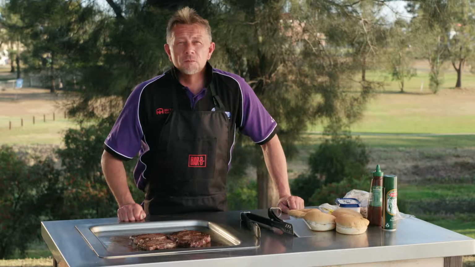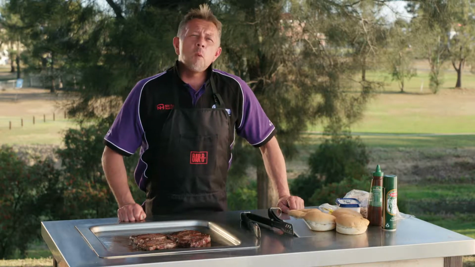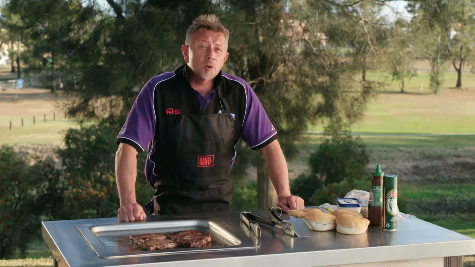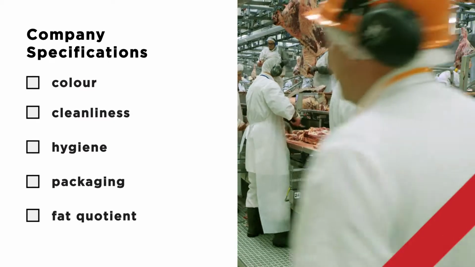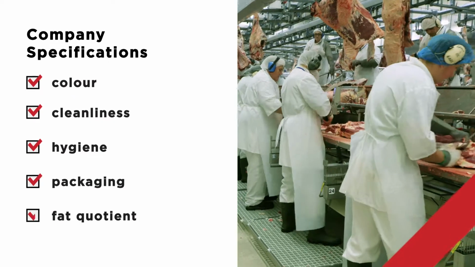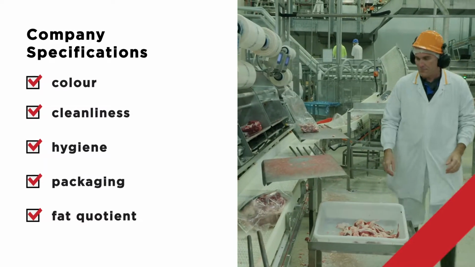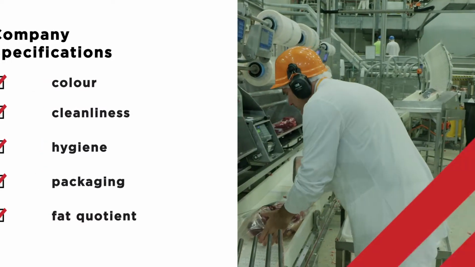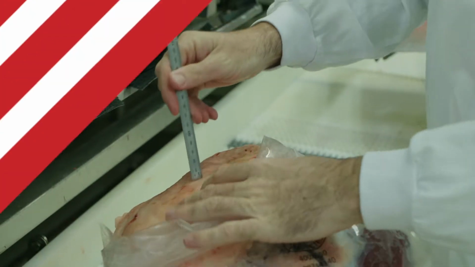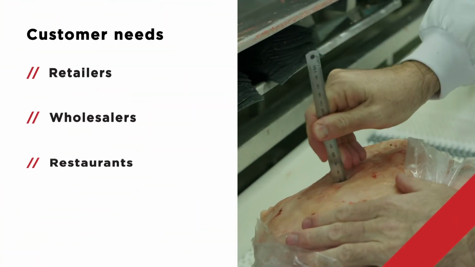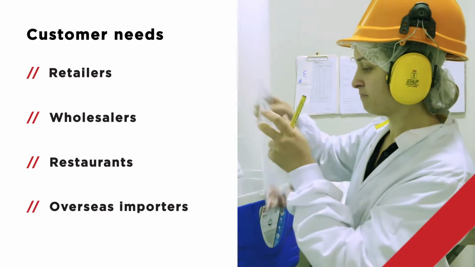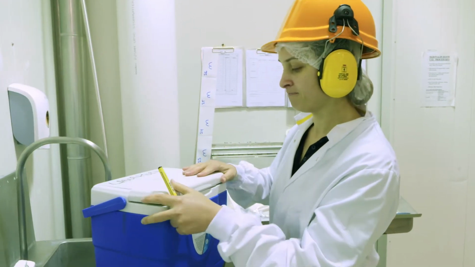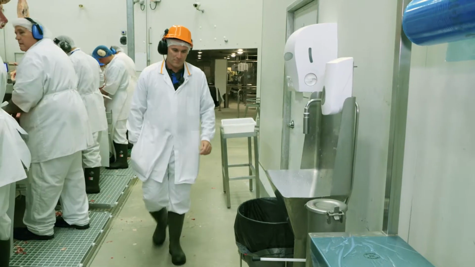Keeping customers happy is vitally important. If they just have one bad experience with a product, they can stop buying from us and they'll get it from somewhere else. Companies use specifications to make sure their products are consistent and of a high quality. In meat processing, products are measured and tested to make sure they're up to the quality standards. Customers can be retailers, wholesalers, restaurants or overseas importers. All customers need their meat products to be produced in a way that is safe and free from harmful contamination.